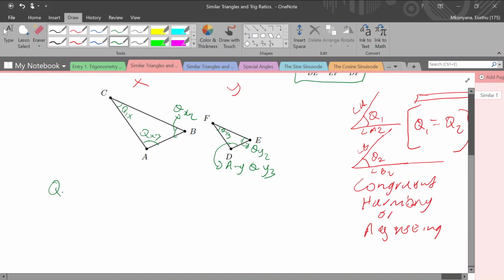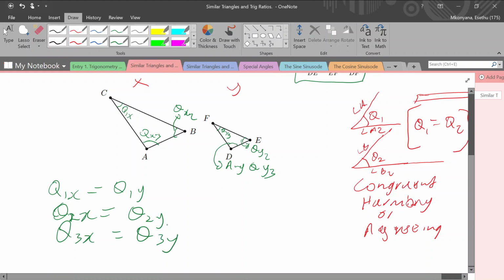We are saying theta 1x is equal to theta 1y, theta 2x is equal to theta 2y, and theta 3x is equal to theta 3y. So all these angles are the same, and only if these angles are the same will that condition of those ratios be met. So this is very, very important. This is what we call similar triangles.